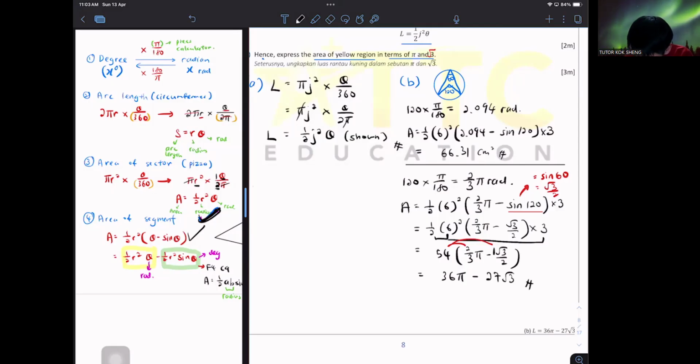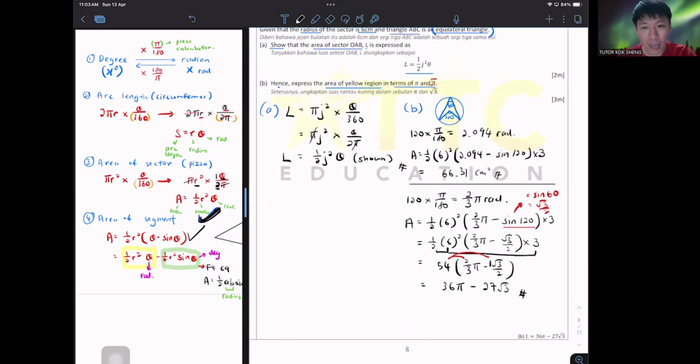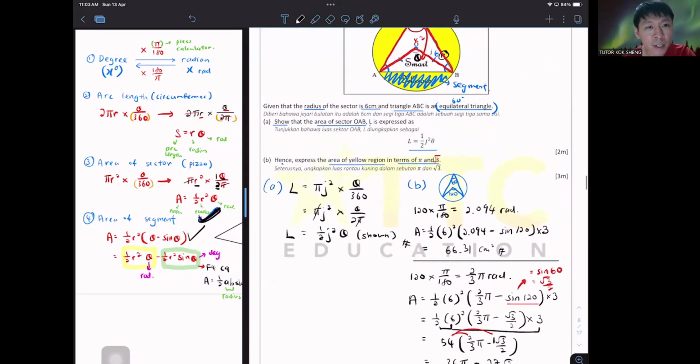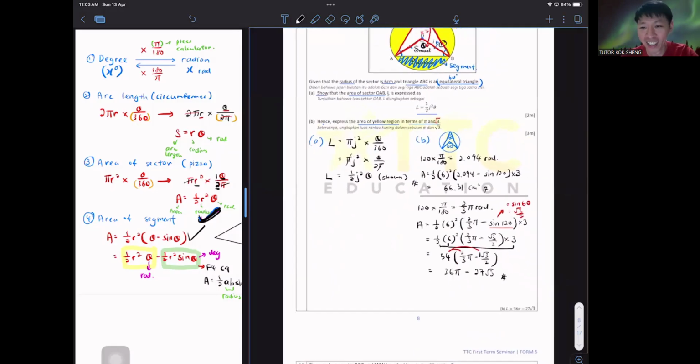Okay, finally. 3 marks. So I thought so easy one. Okay, 3 marks, no choice. The question asking for in terms of pi and the surd. Okay, got 2 more, right? 14, 15. Okay, good. So far, still can. Let's move on. 2 more. Last two, then you can go for lunch. Let's go for 14.